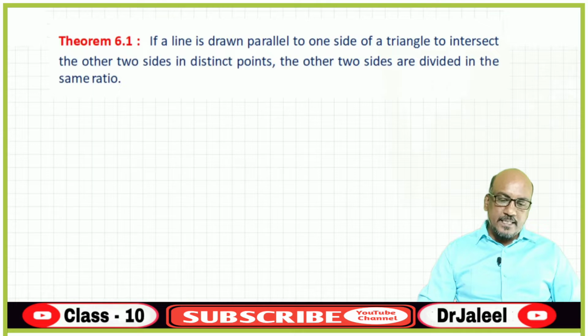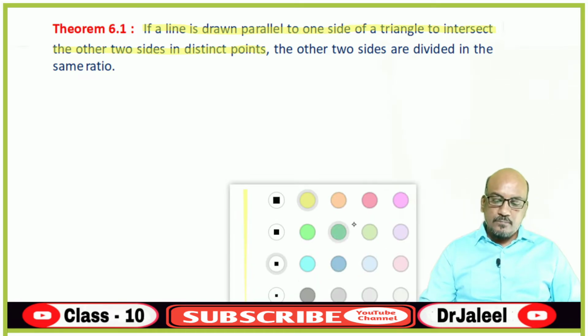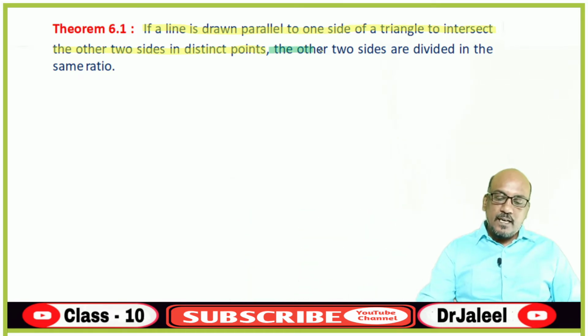So let us first get into the statement of this B.P.T. B.P.T stands for Basic Proportionality Theorem. So let us read the statement. If a line is drawn parallel to one side of a triangle to intersect the other two sides in distinct points, the other two sides are divided in the same ratio.